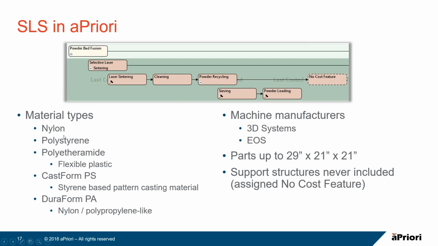We've got a range of materials, and a lot of them are nylon-based, so glass-filled nylon, metal-filled nylon in SLS. We've got 2 of the big machine manufacturers, parts from 29 by 21 by 21 inches. And again, just to reiterate, support structures aren't included in this process.